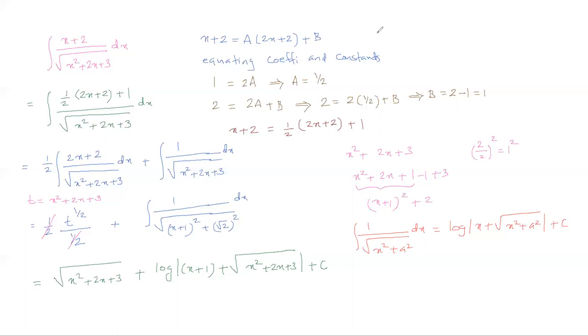So like this, you can do questions of the form px plus q divided by ax square plus bx plus c, or px plus q divided by under root ax square plus bx plus c, or px plus q into under root ax square plus bx plus c. I hope it's clear to you. So with the same process, the remaining questions you can try yourself.